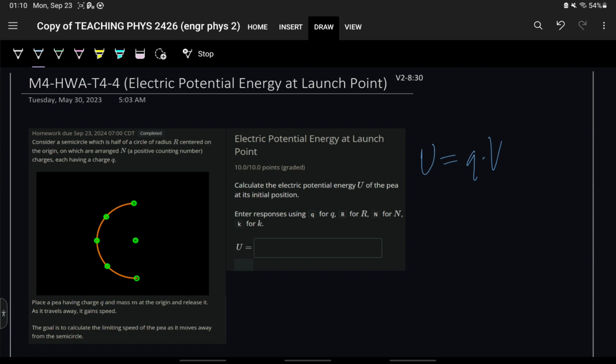Capital V is the electric potential at the location of the charge due to the other charges. From previous parts, we found that the electric potential capital V at the origin, the initial position of the P, due to the semicircle of charge is V equals k times uppercase Q divided by capital R, where k is Coulomb's constant, capital Q is equal to capital N times lowercase q, which is the total charge on the semicircle, and R is the radius of the semicircle, which is also the distance from the origin to any charge of the semicircle.